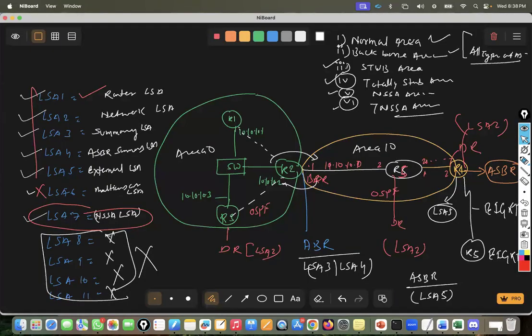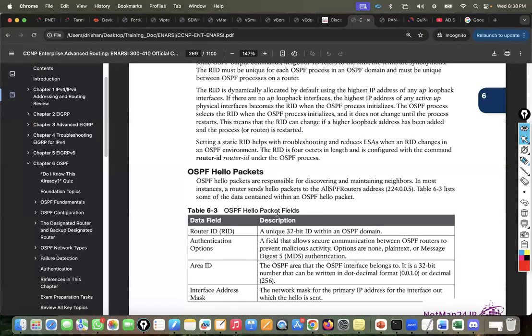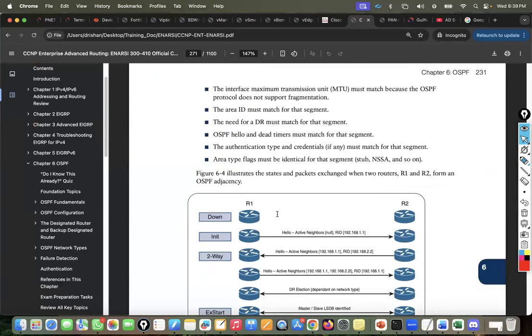Any other question? The remaining LSAs, 9, 10, and 11, we generally don't use. If you use traffic engineering in MPLS, some organizations use these LSAs in very special cases, but normally you are not going to. Even in the CCNP book, you are not going to find any mention of these LSAs.